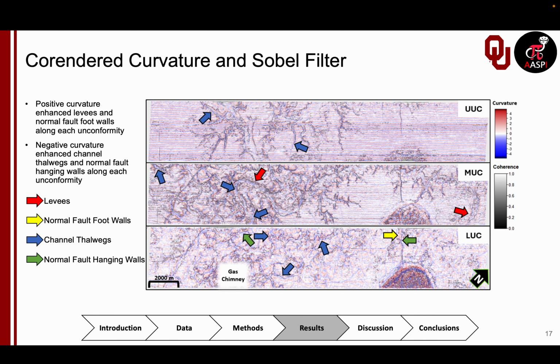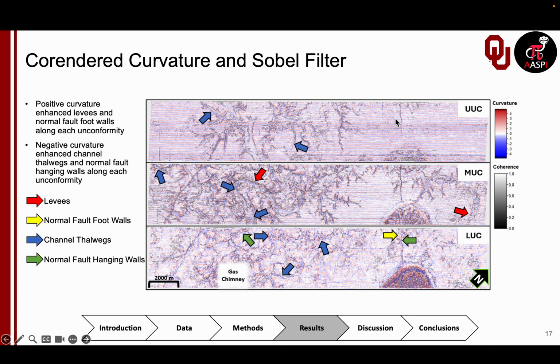So the next attribute we ran was another geometric attribute, positive and negative curvature, which I have co-rendered here together and then with Sobel filter. And positive curvature is enhancing positively curved reflectors, such as levees and normal fault footwalls along each unconformity. And then negative curvature is really showing us negatively curved reflectors, which is important in these systems because that is going to highlight our thalwegs for us. And then it is also going to highlight the normal fault hanging walls along each unconformity.